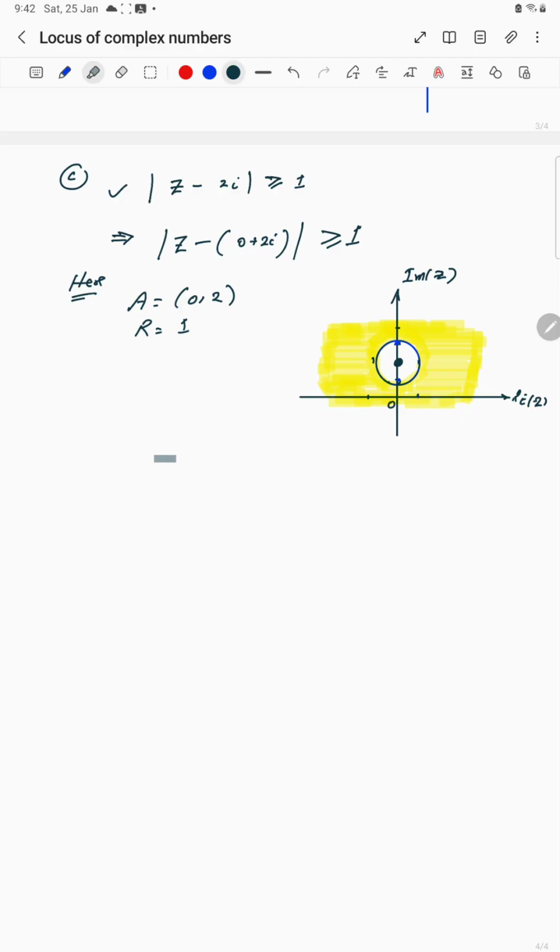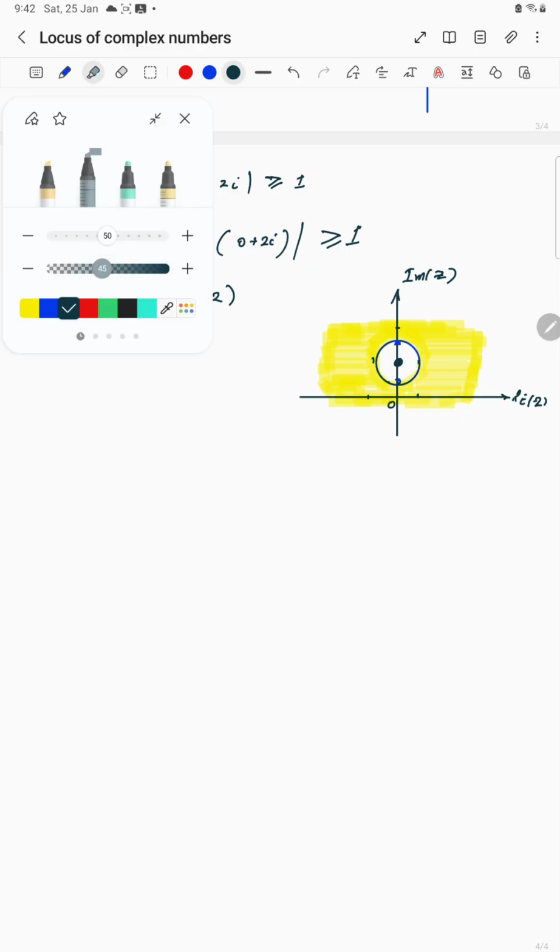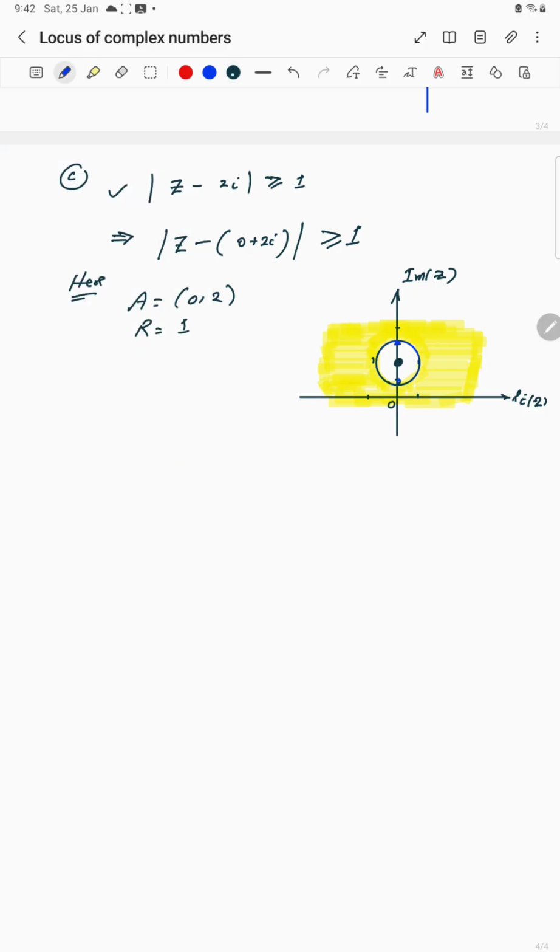Similarly, guys, now take a few examples quickly for the arguments. Rule number 2 for the locus, second locus. Here, any example of argument is D. Shade any argument of z minus, say, 2 minus 3i is less than pi by 4. For example, this is a case where we have to shade this.